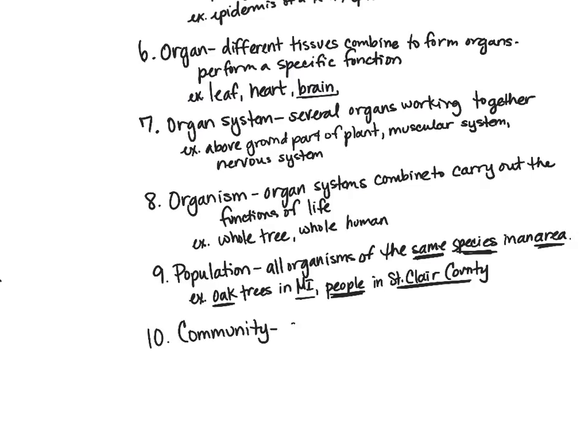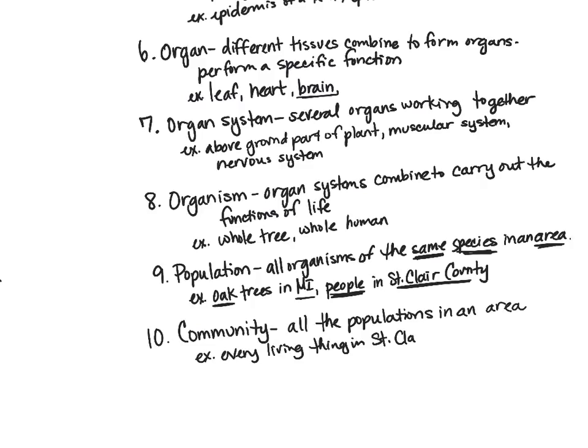So this would be all the populations in an area. For example, if we were talking about all of the humans, all of the fish, all of the frogs, dogs, worms, insects, cats, trees, everything, bacteria in St. Clair County. So every, let's say, living thing in St. Clair County.